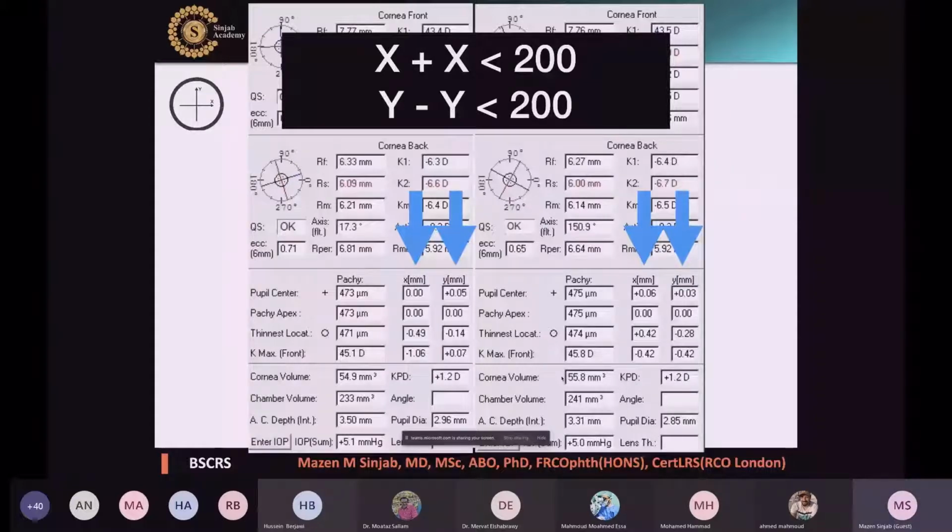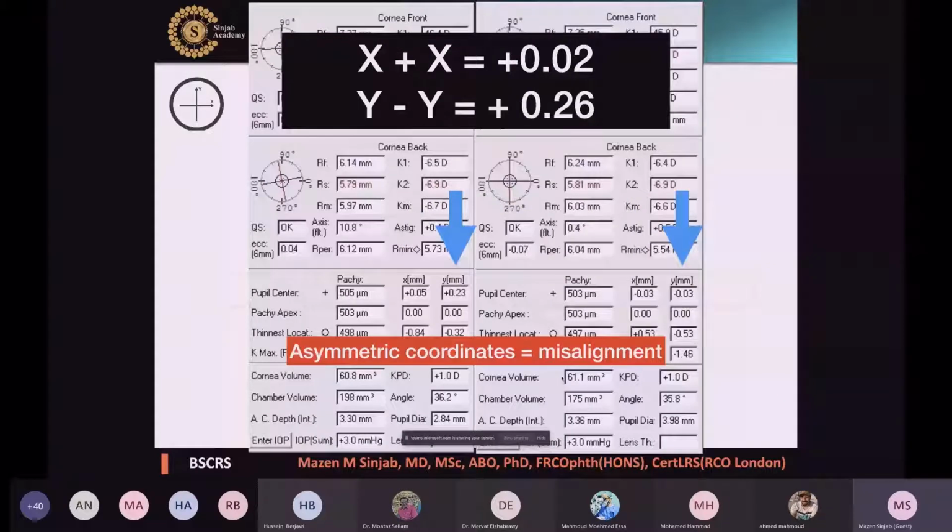Y minus Y should be less than 200 microns. I'm going to show you some examples. Now, this is a case of misalignment because Y minus Y is more than 200 microns. It is 0.26, so 260 microns. It means that there was vertical misalignment.